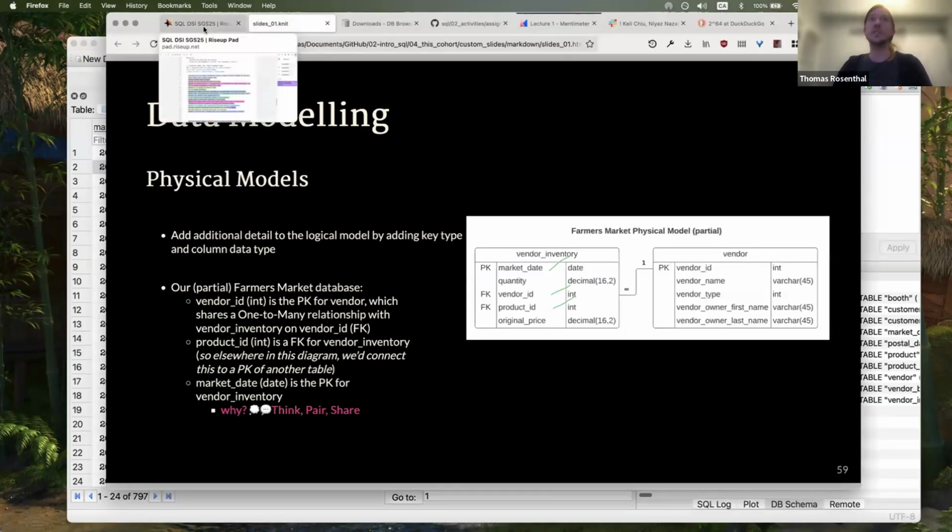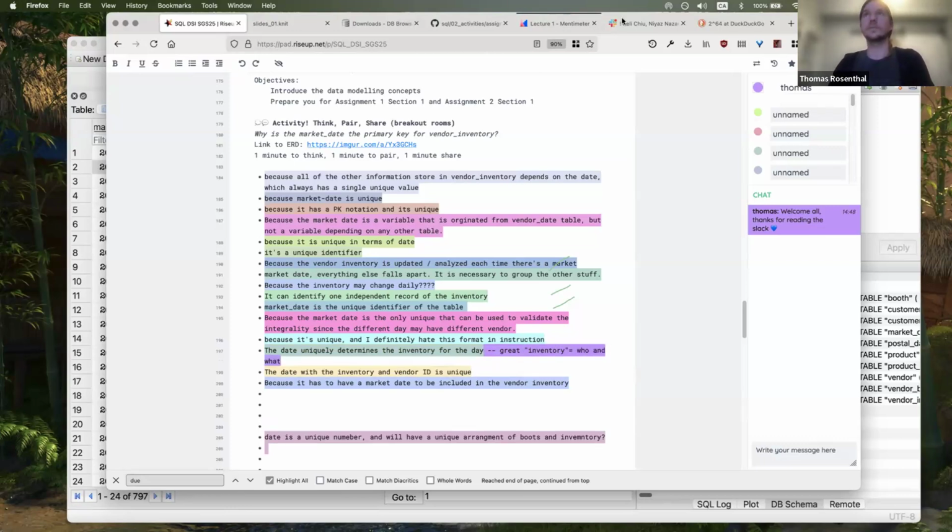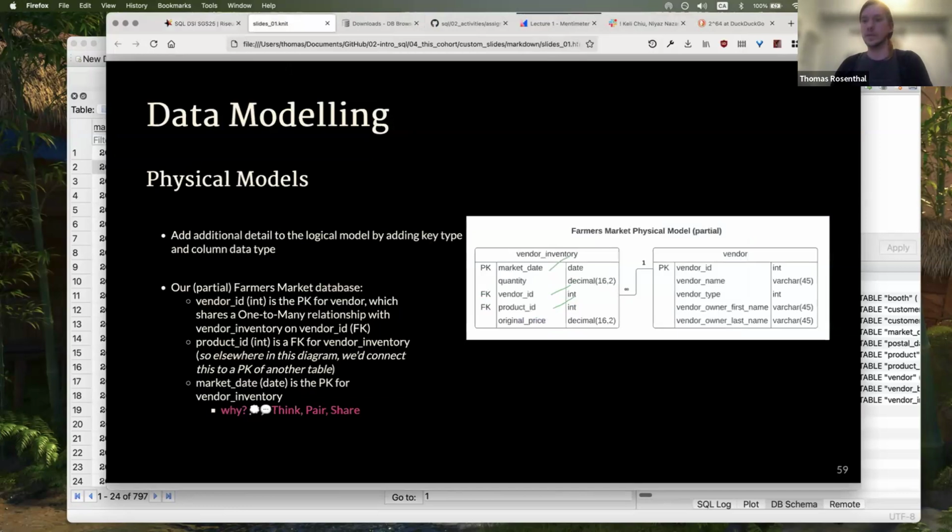You guys still reach that here exactly in this. The date uniquely determines the inventory for the day. That is exactly, because the notion of inventory is also who and what, right? Really good question.